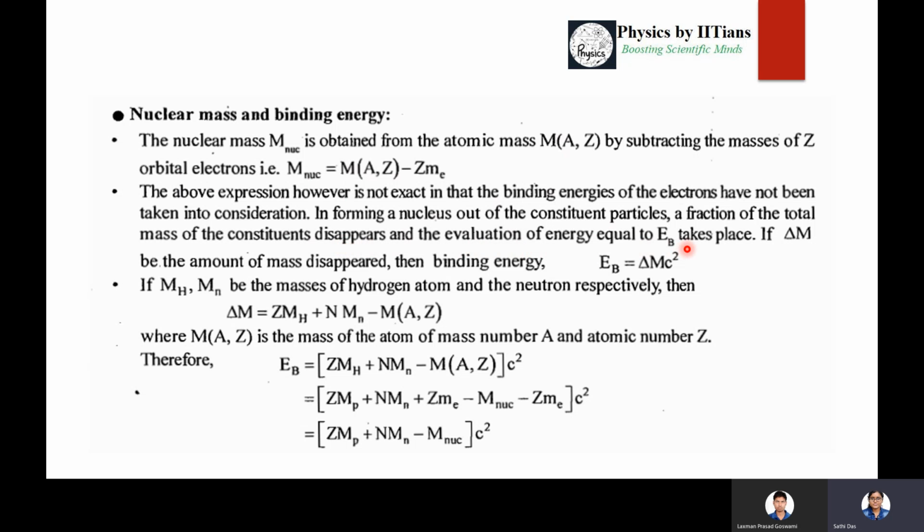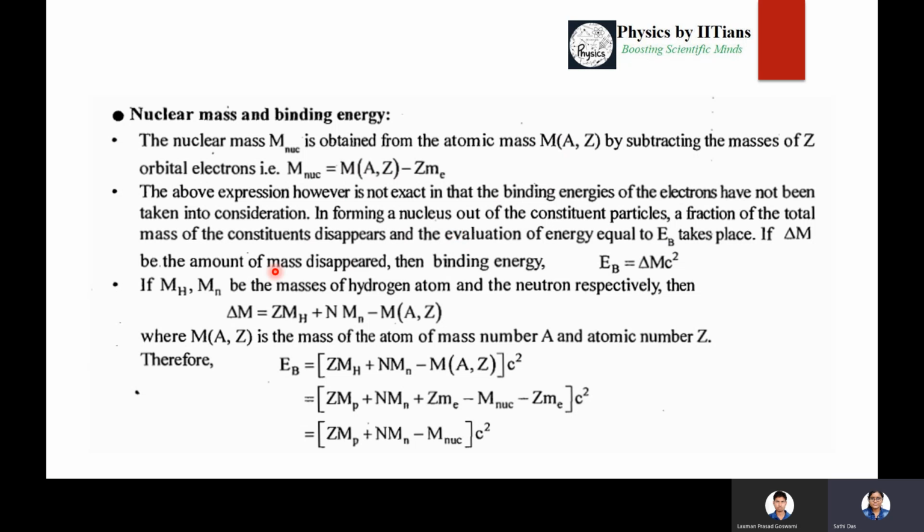If there are certain constituents like protons, electrons, neutrons, can you make an atom just by putting them together? No, you need some energy, and this is called binding energy, which will make them bound and which will give the shape of that atom.